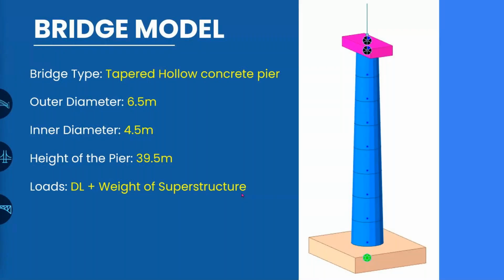This is one of the bridge piers that we have. It is basically a tapered hollow concrete pier with an outer diameter of 6.5 meters, an inner diameter of 4.5 meters, and a height of around 40 meters. This is a railway bridge pier, and the assessment of railway bridges for seismic analysis was conducted on this bridge pier.